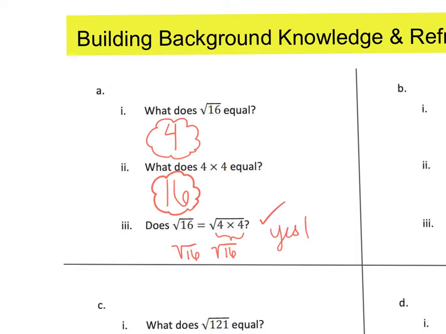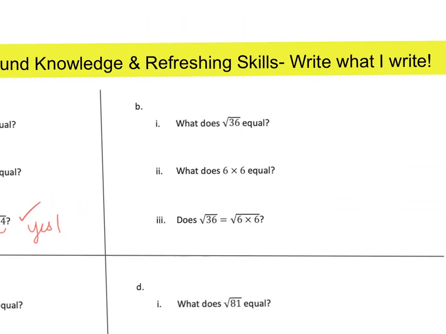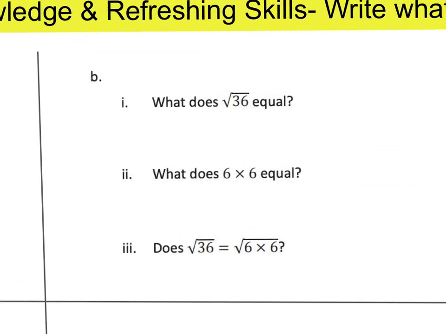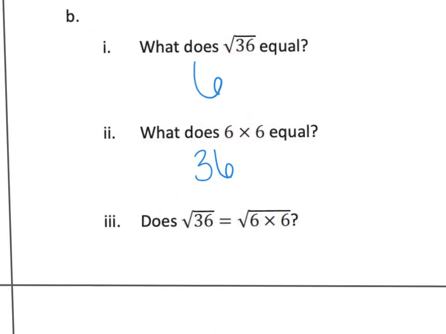Okay. Moving on to part B. It says, what is the square root of 36? Well, the square root of 36 is 6 because 6 squared is 36. What does 6 times 6 equal? That equals 36. And then it goes on to ask us, does the square root of 36 equal the square root of 6 times 6? It does, and I know this because inside, 6 times 6 is 36. So the square root of 36 is always going to equal the square root of 36. So the answer is yes.